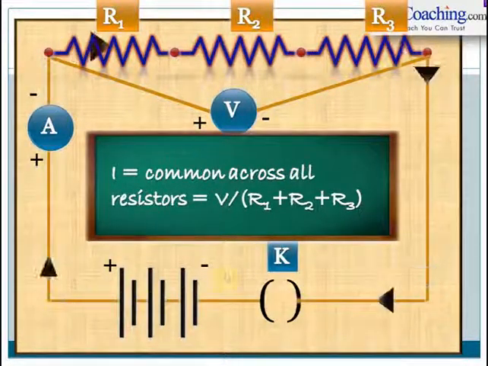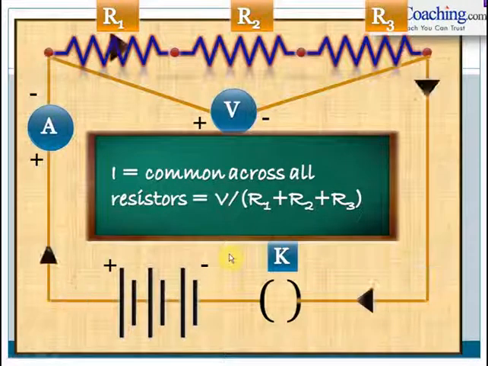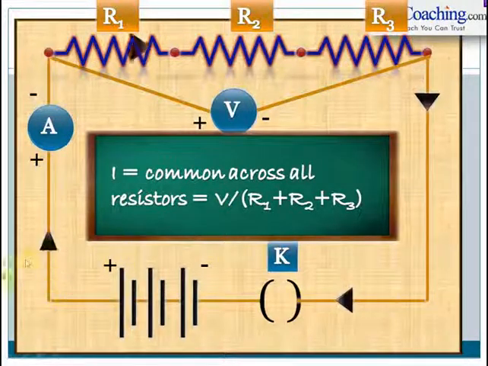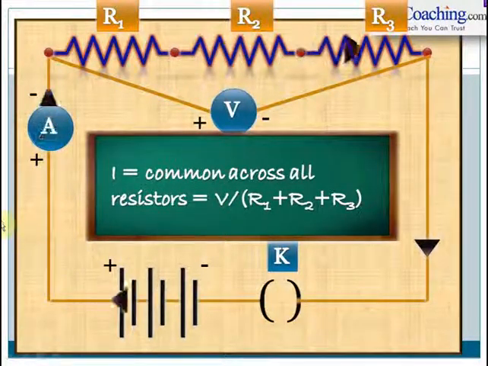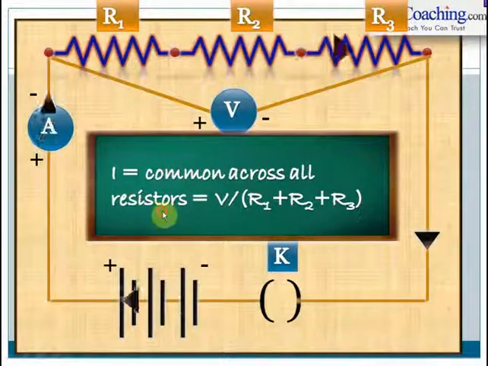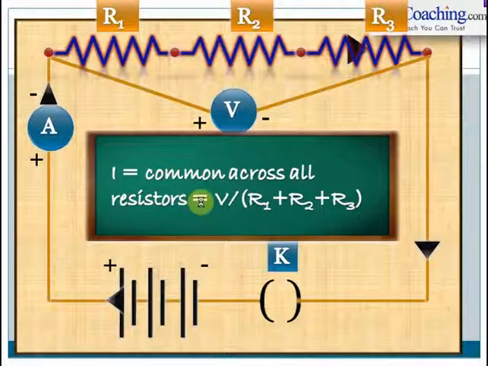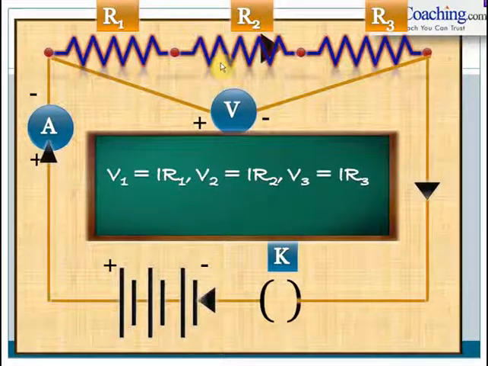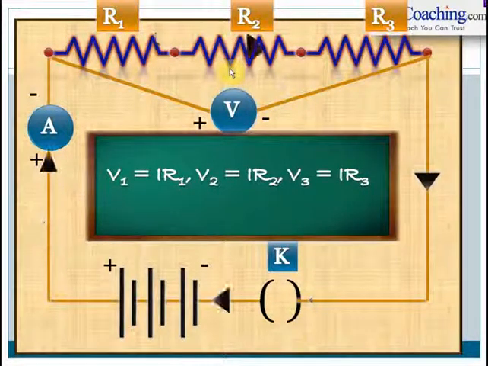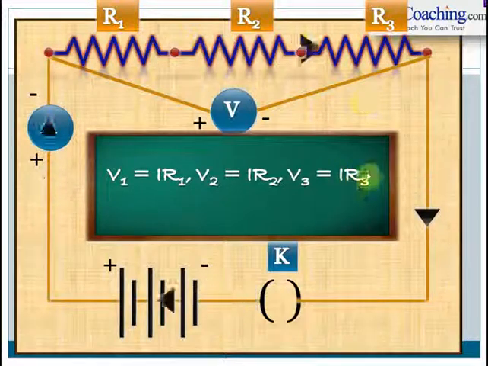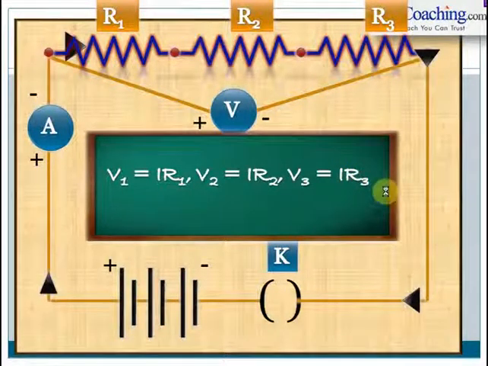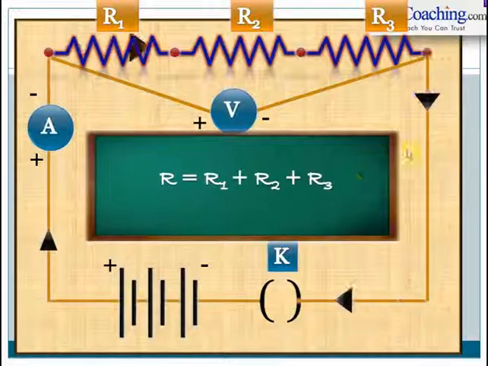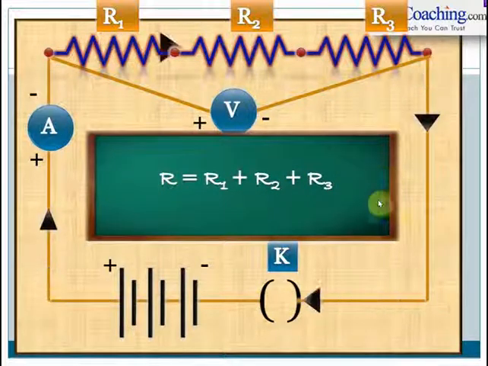The combined value of the resistors, that is one single resistor that can replace all the series resistors, is R1 plus R2 plus R3, the sum of all the resistances. The potential difference across each resistor is different, and it can be obtained by applying Ohm's law across each resistance. In the case of a series circuit, R is R1 plus R2 plus R3, where R is the equivalent resistance.